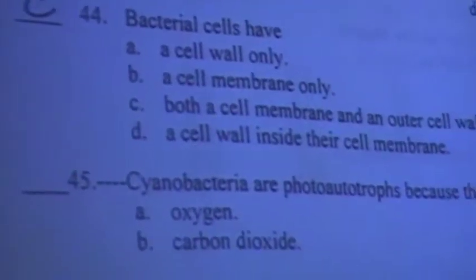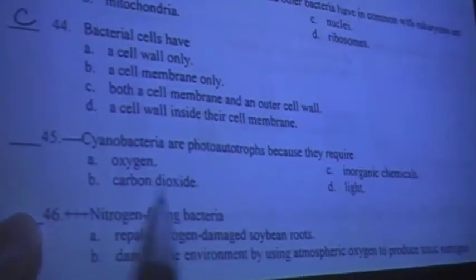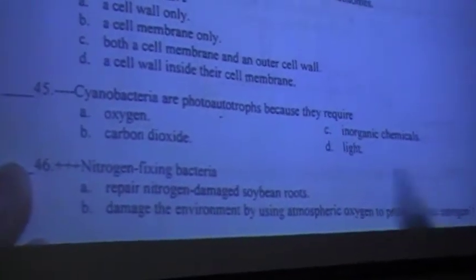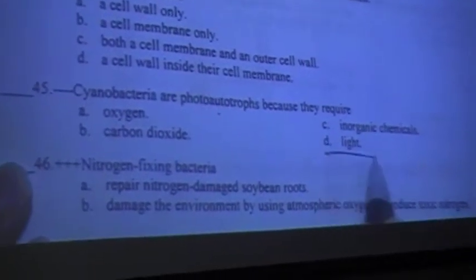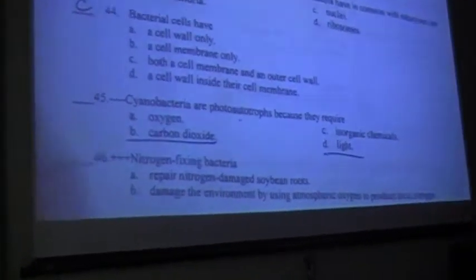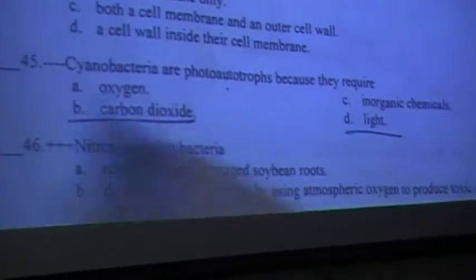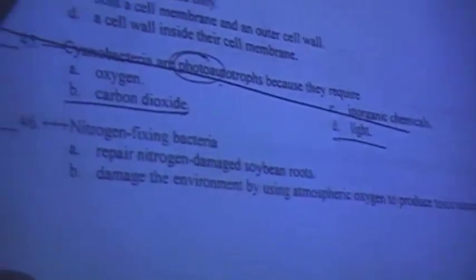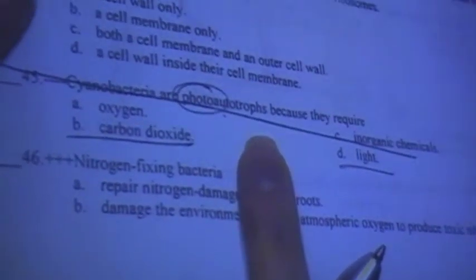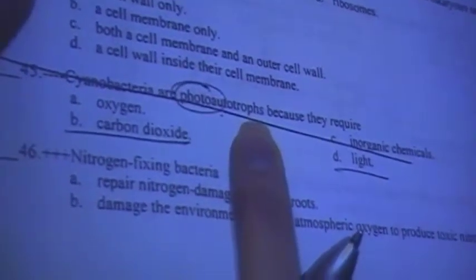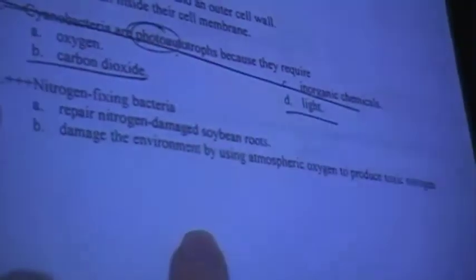Oh, here's one we didn't cover in the review. Cyanobacteria are photoautotrophs because they require, I don't like this question because they're going to require light and they're also going to require carbon dioxide. So I think there's two answers on that one. Miss Weedy might tell me that she wanted one of those answers for a specific reason. Maybe it's photoautotrophs versus chemoautotrophs, I can't remember if they're called that. So maybe that was the specification. I'm going to toss that one out.